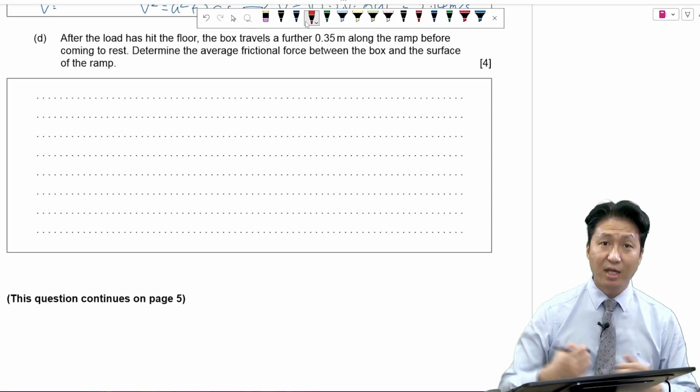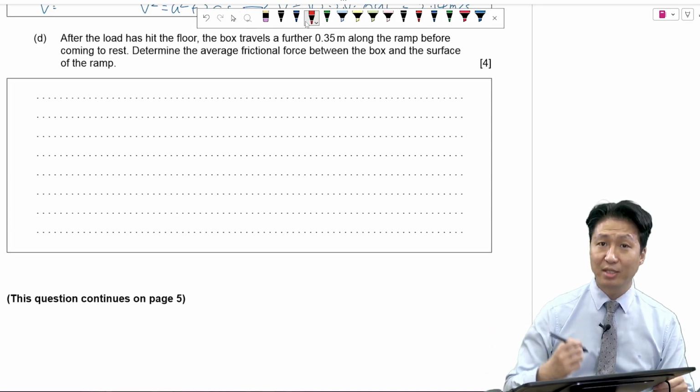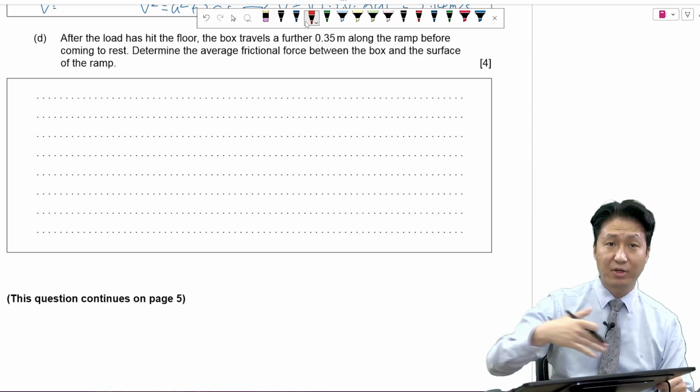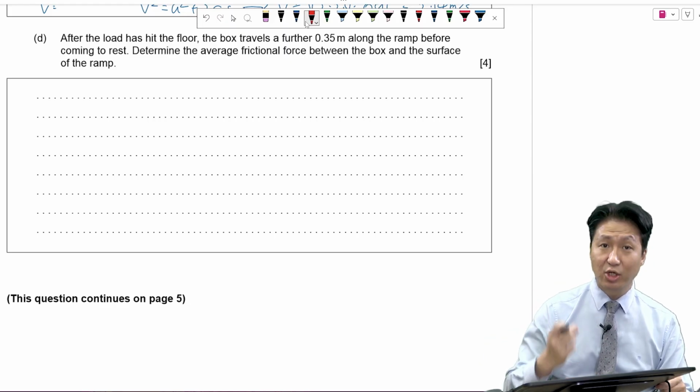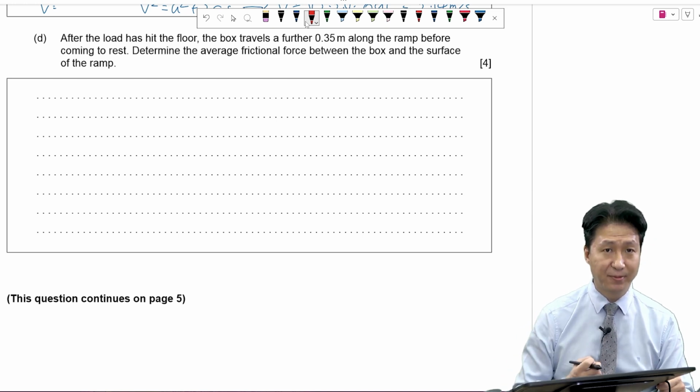Part D. After the load has hit the floor, the box travels a further 0.35 meters along the ramp before coming to a rest. Determine the average frictional force between the box and the surface of the ramp.